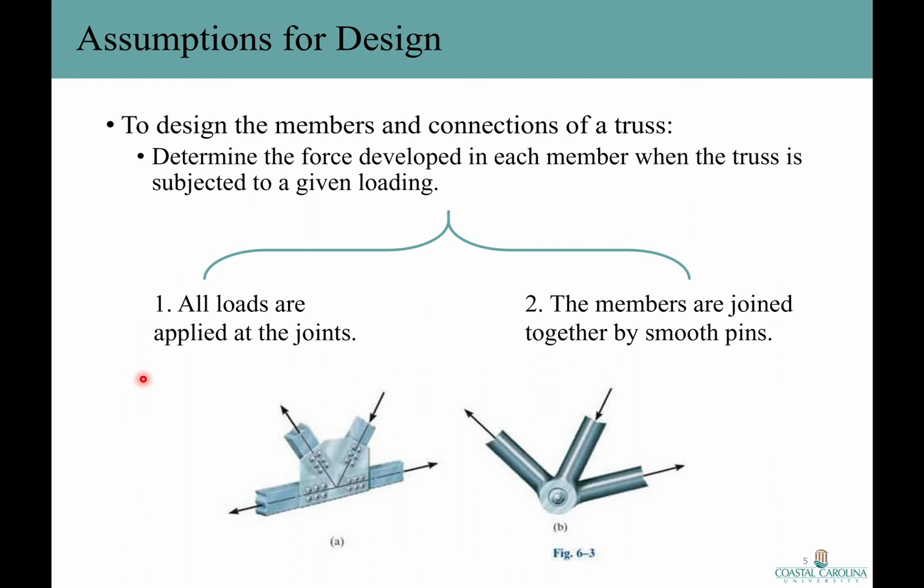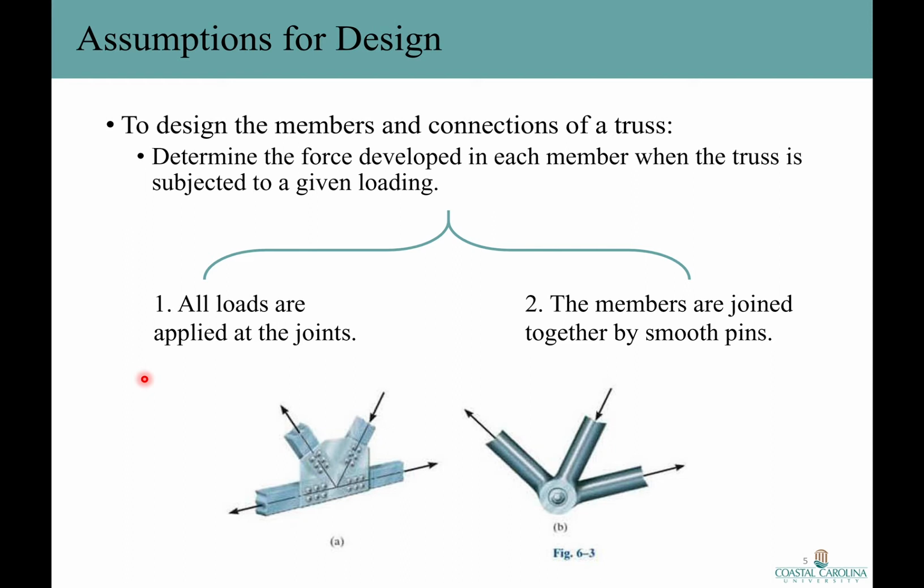This is because the force supported by each of these members is usually way larger than the weight, so we neglect the weight. However, if the weight is to be included in the analysis, what do we do? We usually consider that weight as a vertical force divided into half and apply each half of that magnitude at each end of the member. All right. And the second assumption is that the members are joined together by smooth pins.